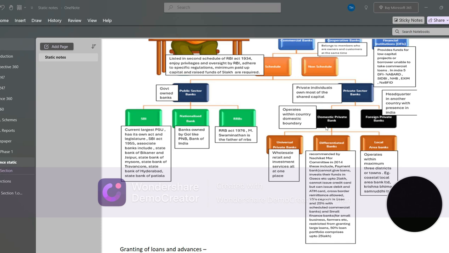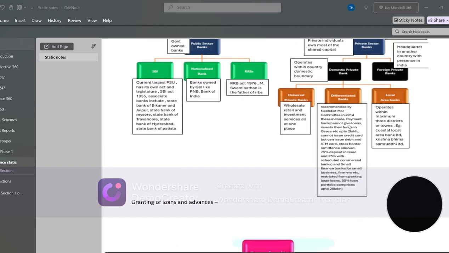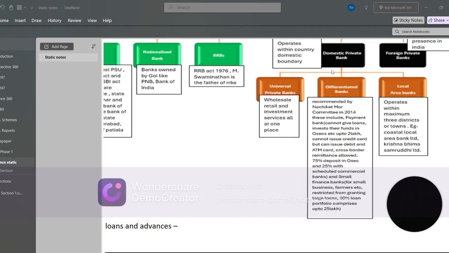The domestic private banks are the banks which operate within the domestic boundary of the country, and foreign private banks have headquarters in some other country, but they do have presence in our own country. Now, domestic private banks have three kinds. First is universal private bank. They give wholesale, retail, and investment service, all kinds of service at one place.